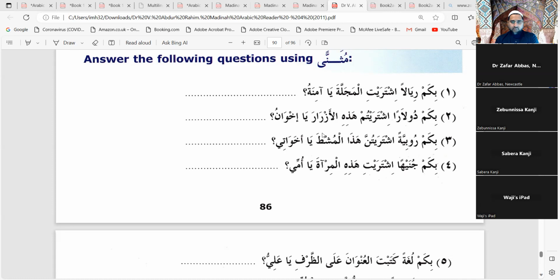Bikam dularan ishtaraytum hadhihi al-azrar ya ikhwan? For how many dollars did you buy these buttons, oh brothers? It means buttons. Ishtarayna, we bought. Sorry, ishtarayna, because you all refers to brothers. So he said we purchased, so it has to be in the plural form. Ishtarayna bidularain.